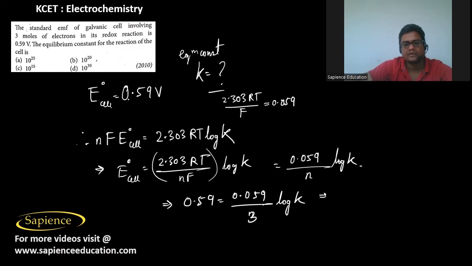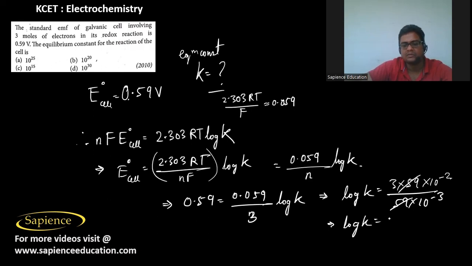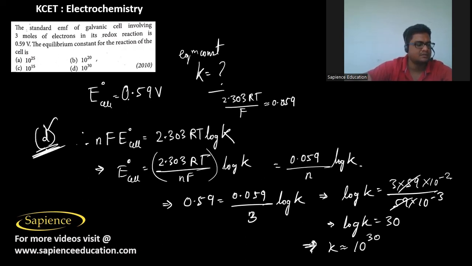So we have to find out K. Therefore log K will be equal to 3 into 0.59, that is 59 into 10 power minus 2, divided by 0.059, that is 59 into 10 power minus 3. So this will be 30. So log K equals 30. Therefore the value of K is approximately 10 power 30, the equilibrium constant of the reaction. So option D is the correct answer.